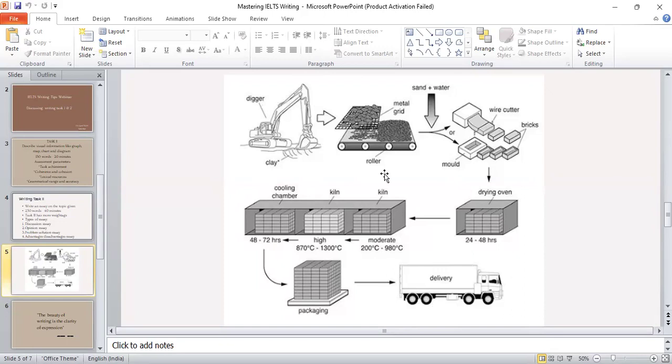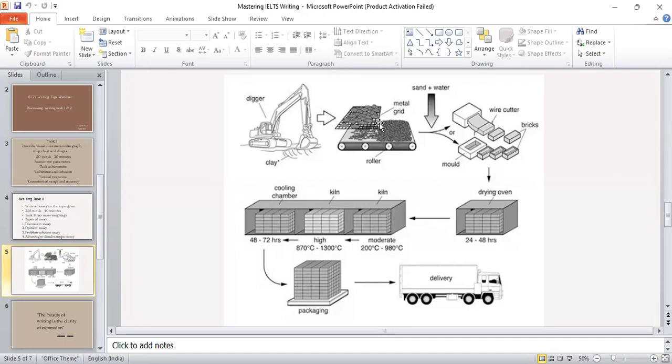And the next paragraph should start by explaining the process given there. So to begin with, the clay is collected from the ground by using a large digger. So that is the first step given there. And then the collected clay is then placed onto a metal grid. So the metal grid, the word is given here. So placed onto a metal grid.